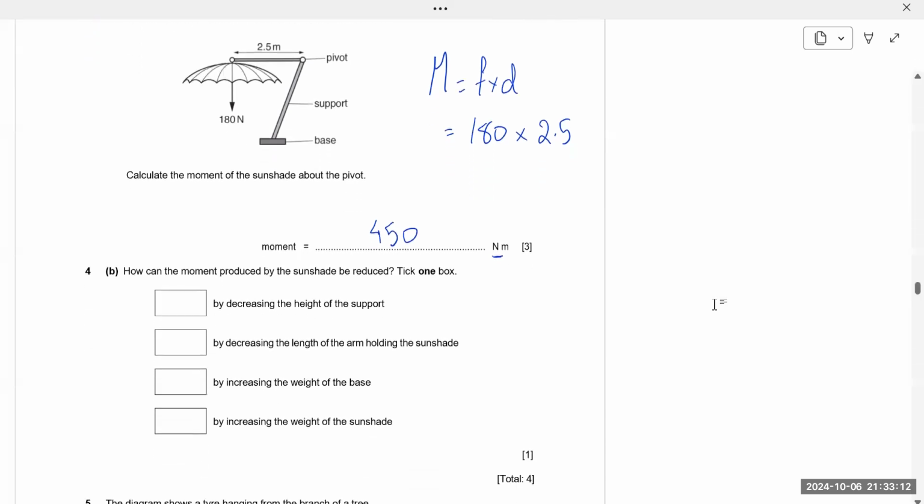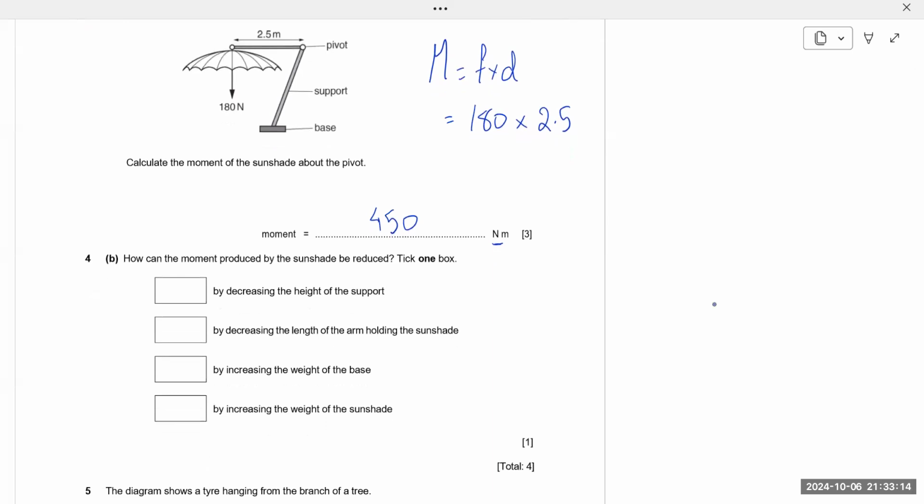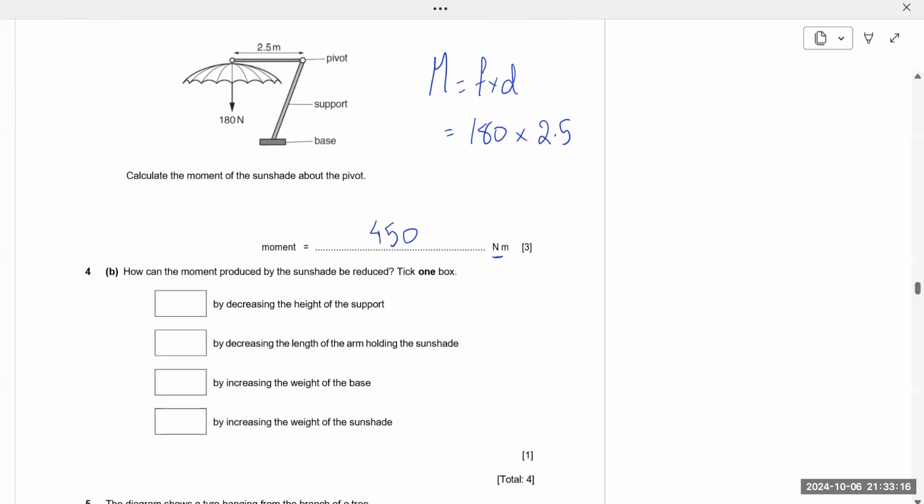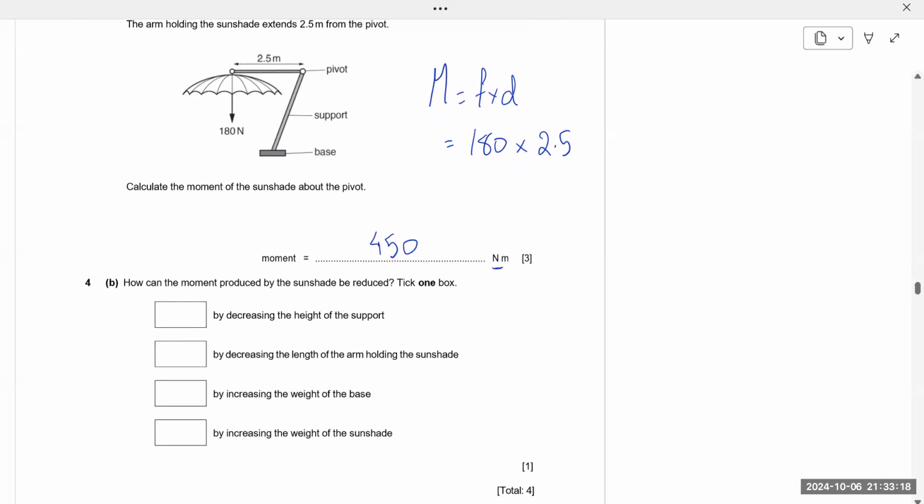طيب B. How can the moment produced by the sunshade be reduced? Tick one box. ازاي نفس الsunshade دي المومنت بتاعها هيبقى reduced? By decreasing the height of the support. هل السبورت ده لو صغرنا الهايت بتاعه هيبقى المومنت هيقل؟ لا. By decreasing the length of the arm holding the sunshade. Length of the arm اهو لو قصرناه المومنت هيقل. هيقل ليه؟ لأن دي هتقل فال F times دي هتقل.